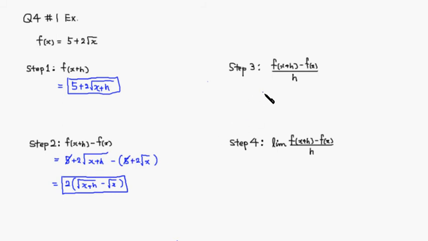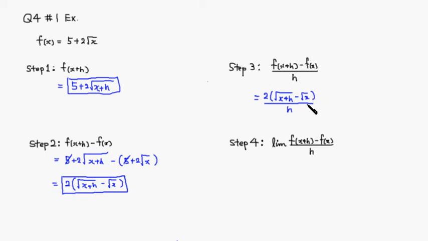Then step 3, we just need to divide this by h, then try to simplify as much as possible. So this is going to be 2 out front, then square root of x plus h minus square root of x, and then we just have to divide it by h.